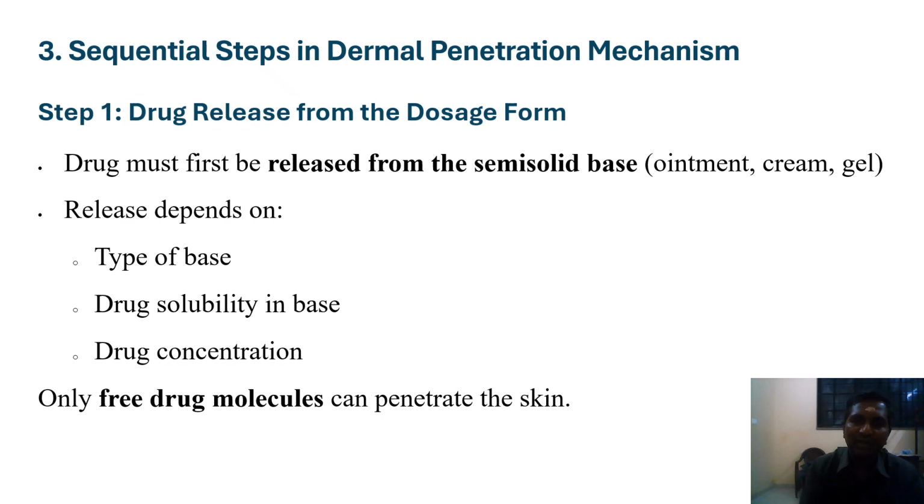The first step in dermal drug penetration is drug release from the dosage form. When a semi-solid preparation such as an ointment, cream or gel is applied on the skin, the drug must first be released from the formulation base. Only the free drug molecules released from the formulation are capable of penetrating the skin. The release of drug depends on several factors. These include the type of base used in the formulation, the solubility of the drug in the base, and the drug concentration present in the formulation. Therefore, proper formulation design is essential to ensure effective drug release.